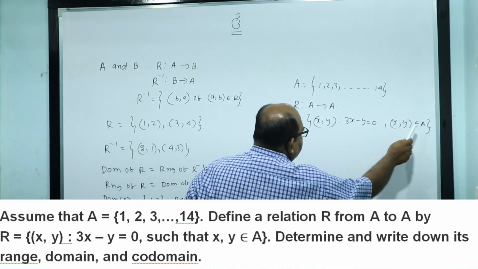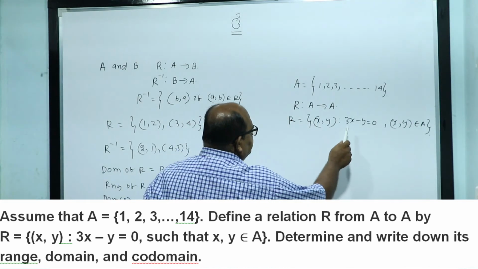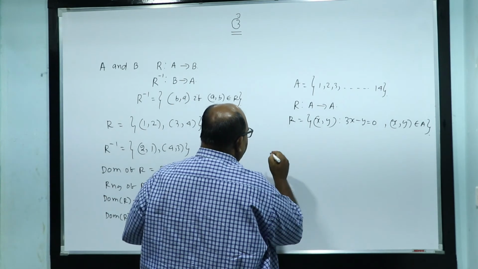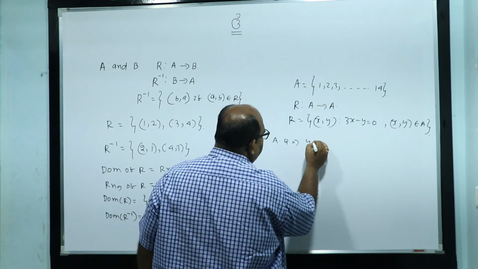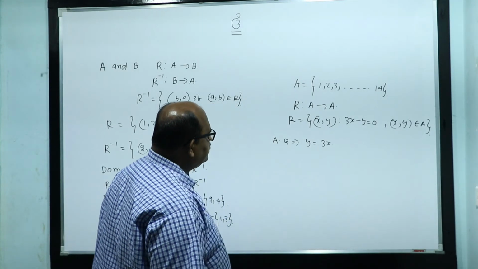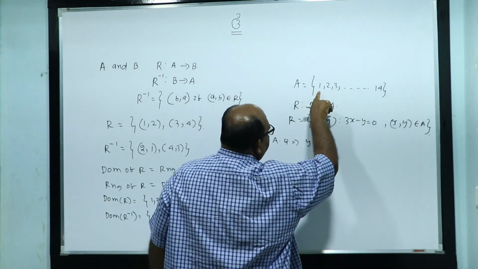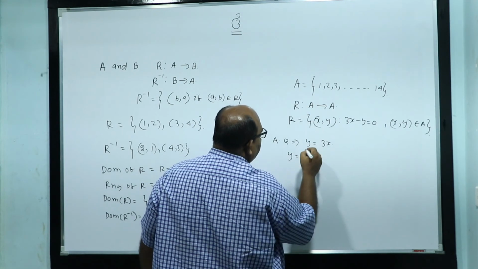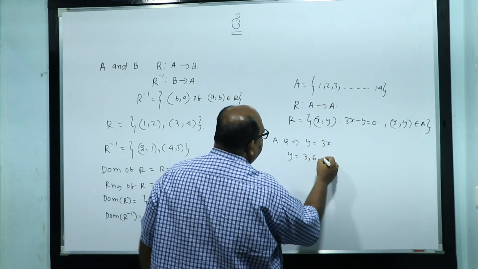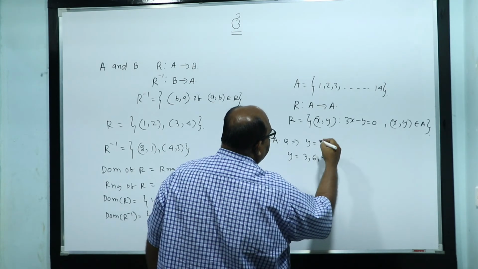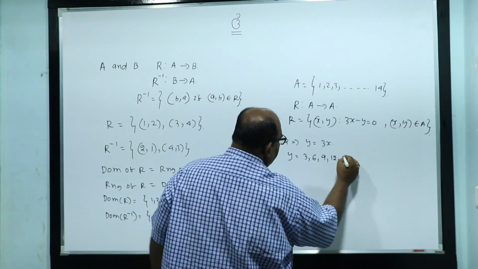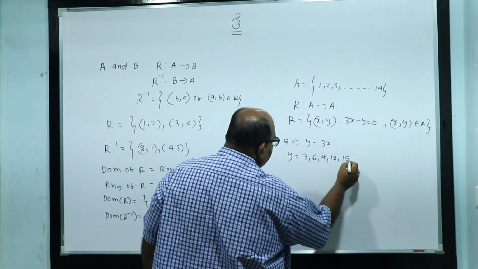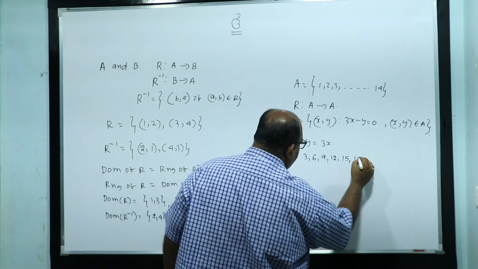Now look at x belongs to A, y also belongs to A. So in place of x, I can put 1 to 14. Then we can get y. According to the question, y is equal to 3x. So the values of y obtained will be 3 into 1 is 3, 3 into 2 is 6, 3 into 3 is 9, 3 into 4 is 12. If we put 5 in place of x, then the value of y will be 15. Similarly, if you put 6 in place of x, then y will be 18.